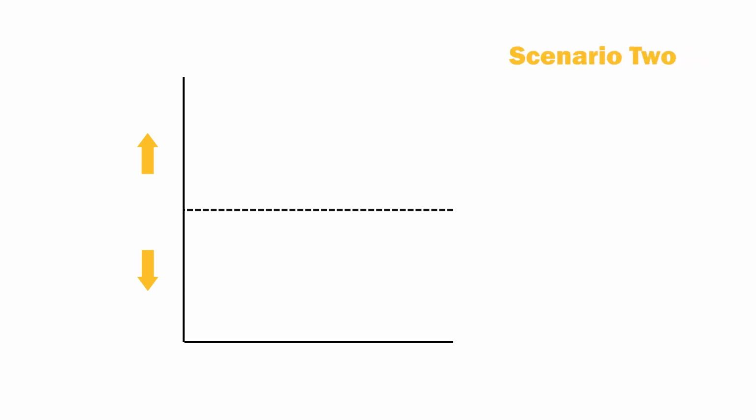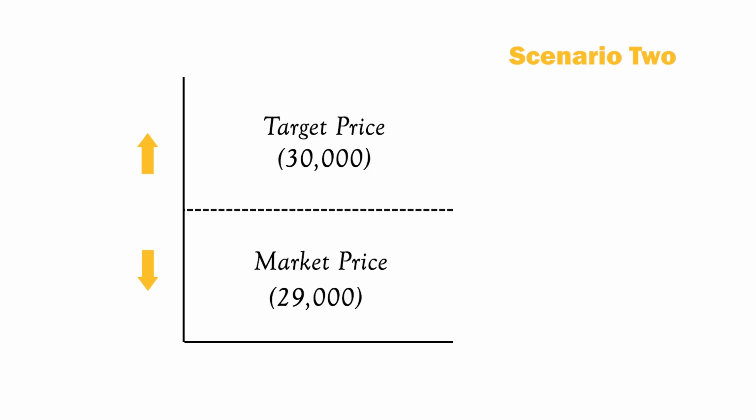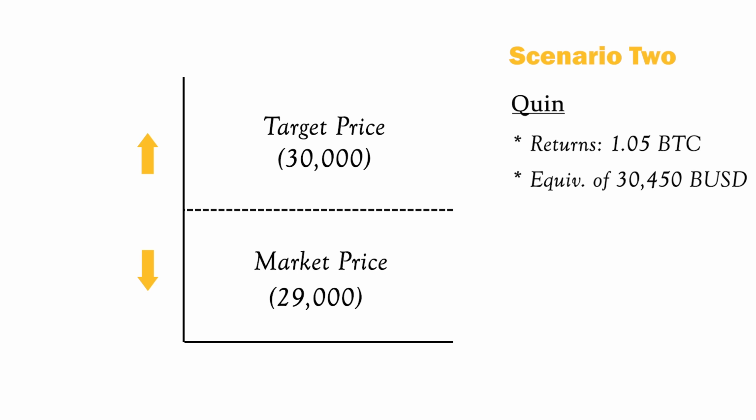In scenario 2, the market price, which is 1 Bitcoin at 29,000 BUSD, is below the target price, which leads the order to execute and buy Bitcoin at the low price of 29,000 BUSD. Queen will then be paid a total of 1.05 Bitcoin, an equivalent of 30,450 BUSD. As you can see, Queen manages to retain her initial investment plus some interest while getting Bitcoin, which she can sell later when the price goes up again. James retains his initial 30,000 BUSD.